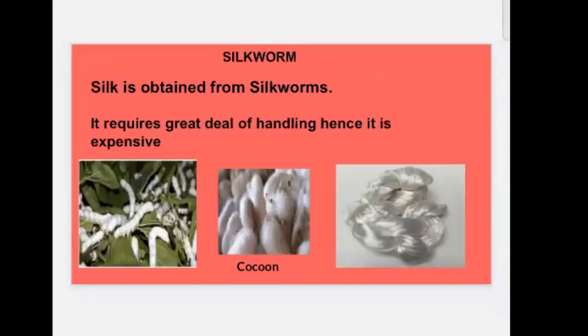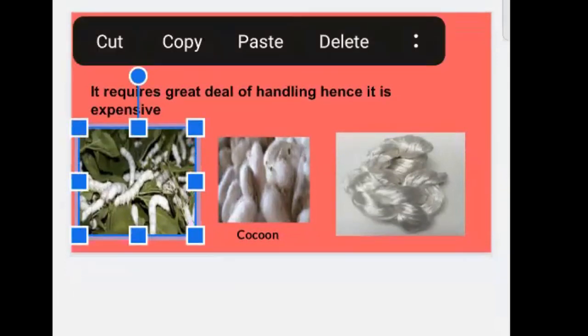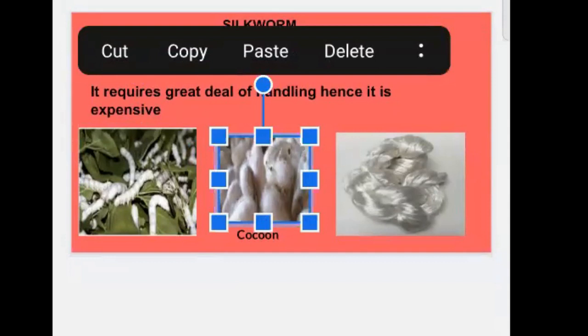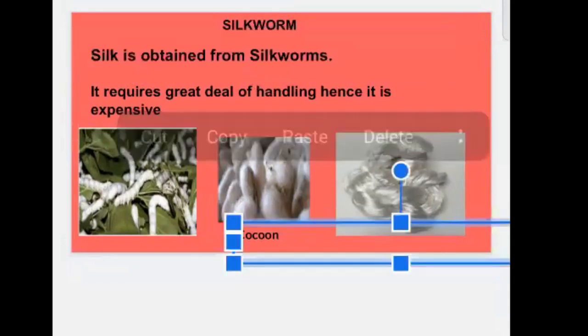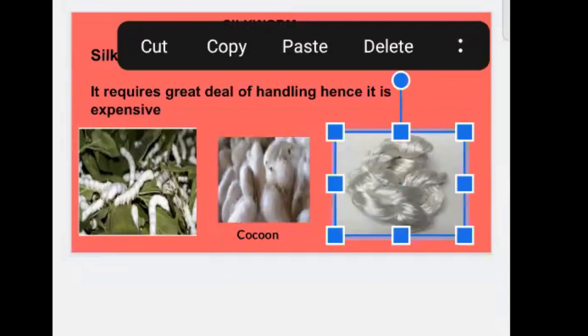Next, silkworm. Silk is obtained from silkworm. The silkworms make cocoons. You can see the cocoon over here. These cocoons are then transformed into silk fibers. But this requires a great deal of handling. Handling charges are very expensive. Hence silk is a very expensive fiber.